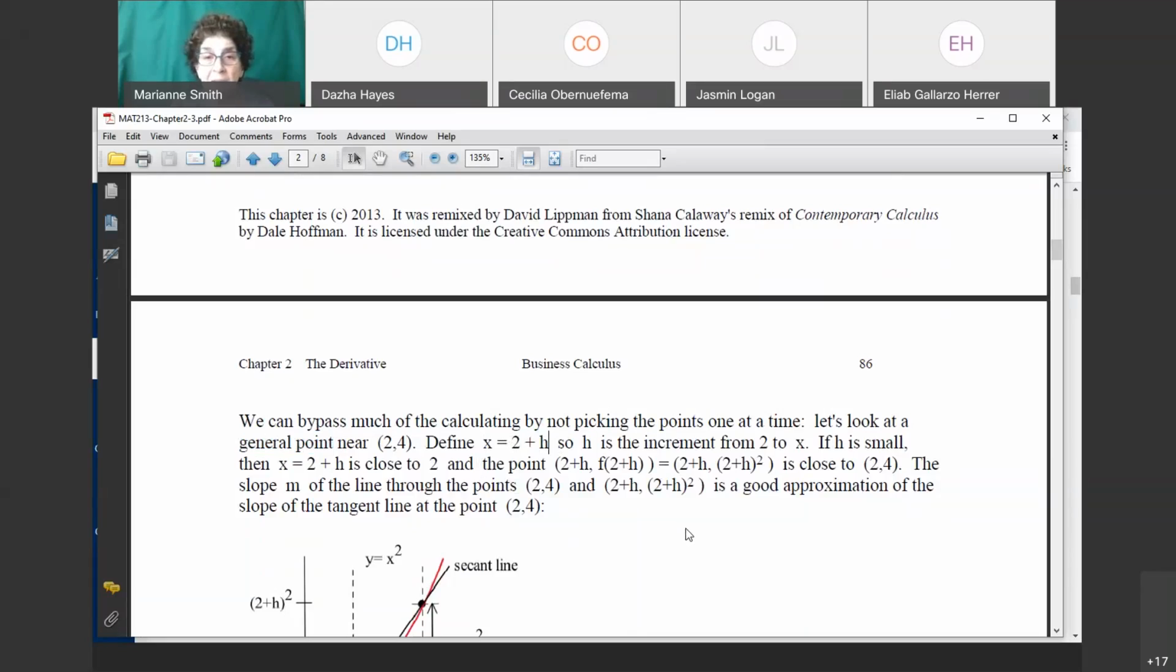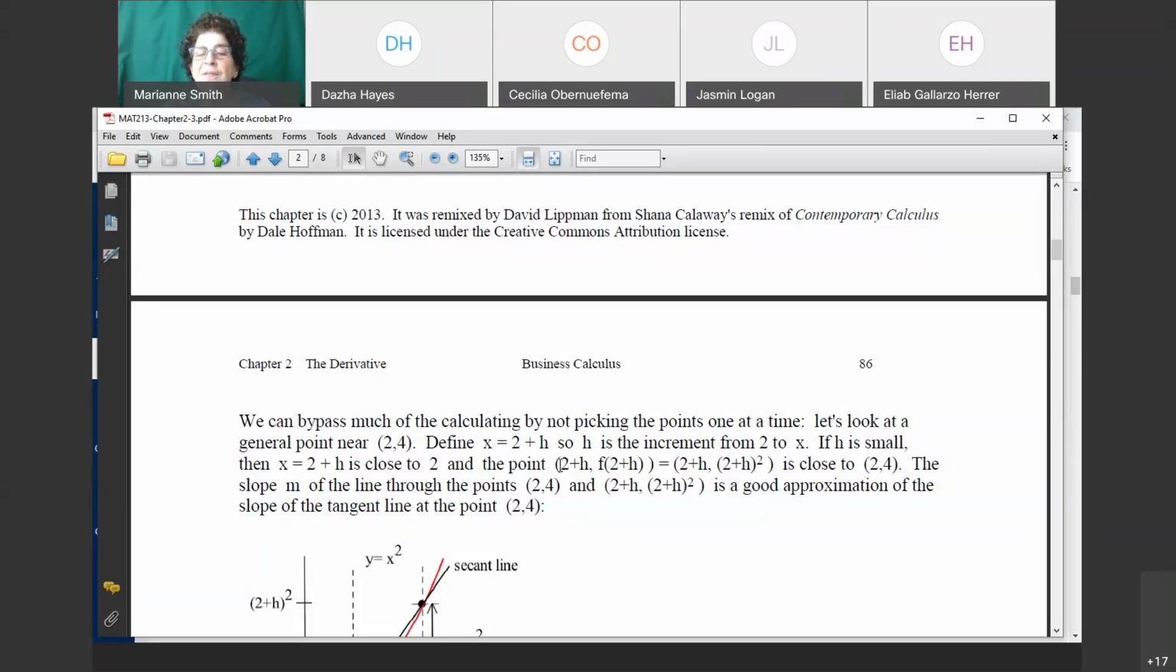What's h? h is a really small number on either side of 2. So it can be a negative 0.01, it can be a positive 0.01, it's small. And the trick is it can be a really, really small number. How small? 0.000001, as small as you want. So let's think of h as this tiny little difference between x equals 2 and x equals something else. If h is small, then x equals 2 plus h is close to 2.